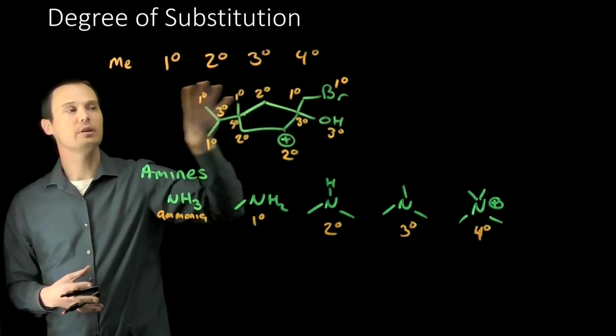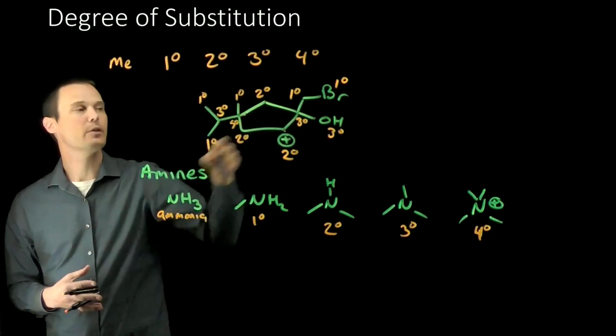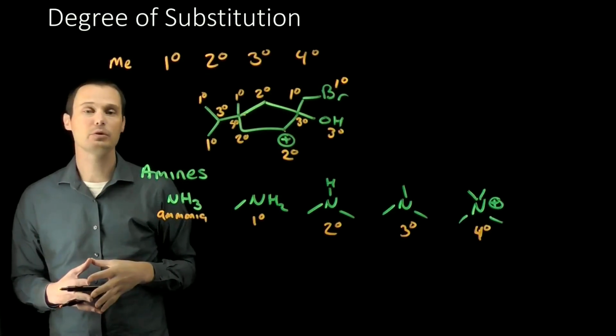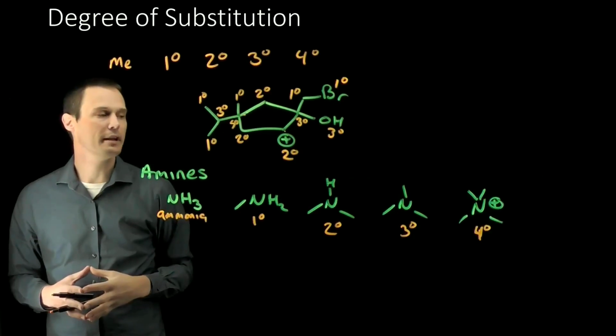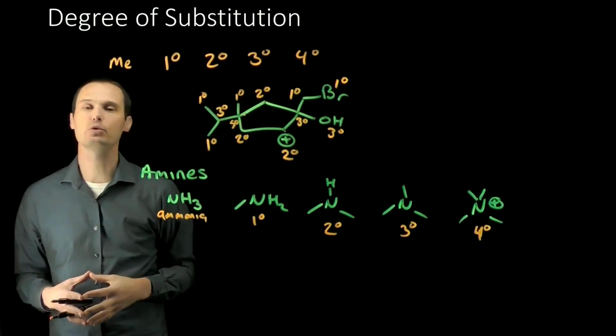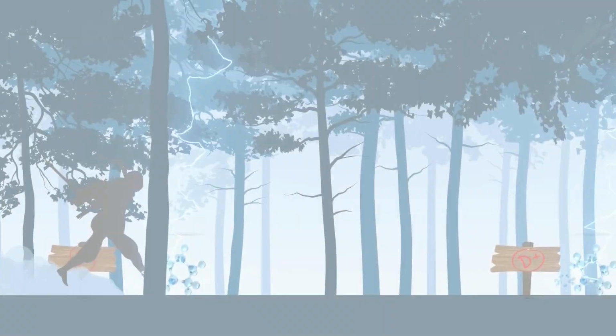Most of the time, we'll be dealing with this system where we classify carbons and their functional groups based on the number of other carbons to which it is attached. Amines are the one exception where we classify it by the number of carbons to which the nitrogen is attached.